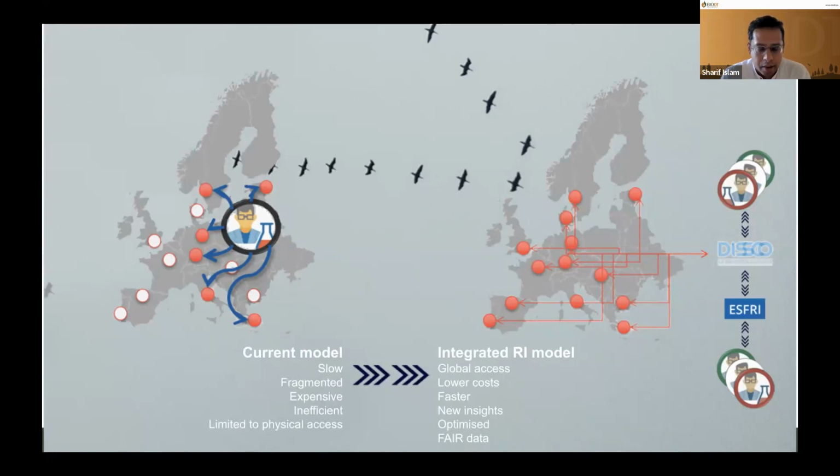And of course, a lot of this physical access limits the way you can do things in broader scientific disciplines. So we want to change that with an integrated research infrastructure model and provide wider access. This integration hopefully will lower costs, make research procedures faster, and provide new insights with all this digitization and digital models. And of course, FAIR, findable, accessible, interoperable, and reusable, is also a key element of this integration.